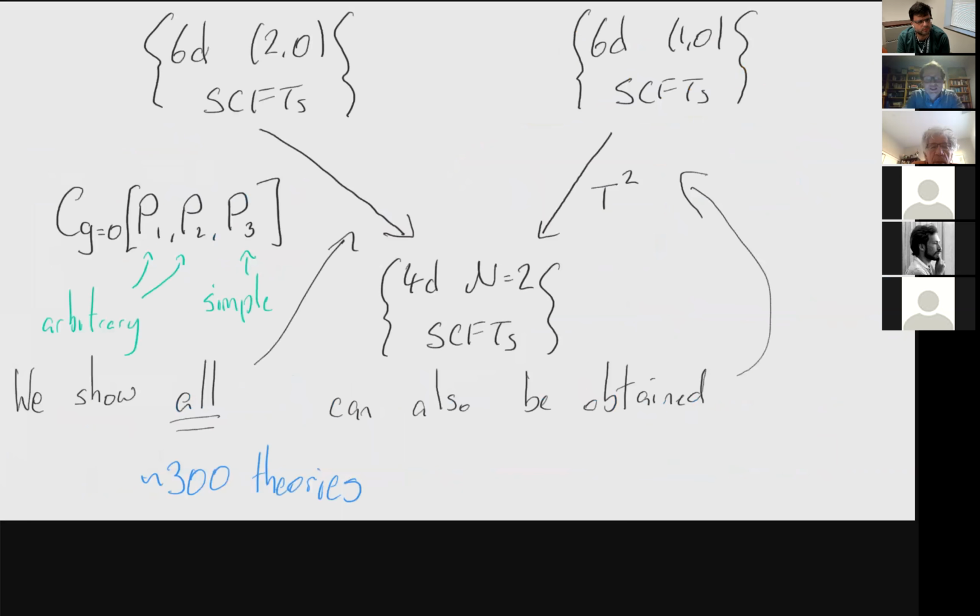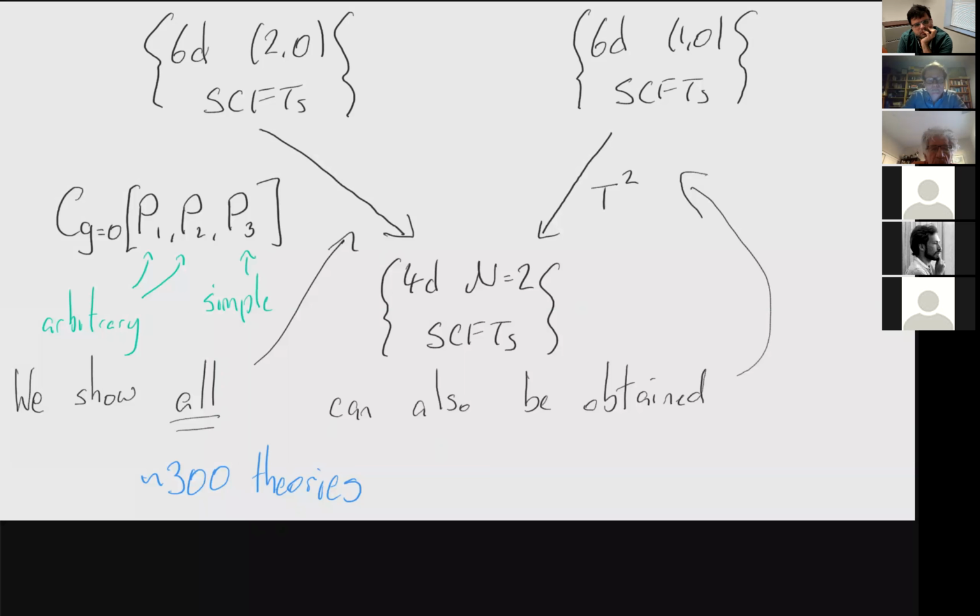And what we will see is that every genus 0 3-punctured Riemann surface, where one of the punctures is a simple puncture, all of these 4D N=2 theories can also be obtained by taking a 6D (1,0) theory and compactifying on a T2. So the trick is going to be determining what these 6D (1,0) SCFTs actually are. And this is approximately 300 or so theories.